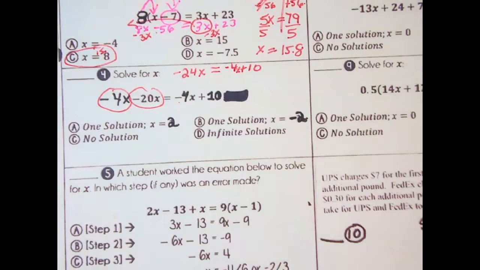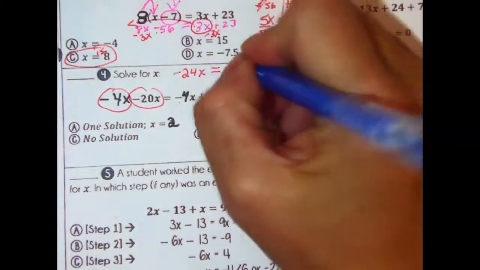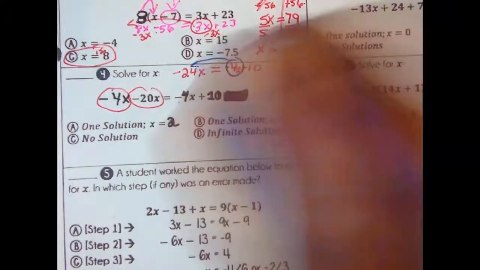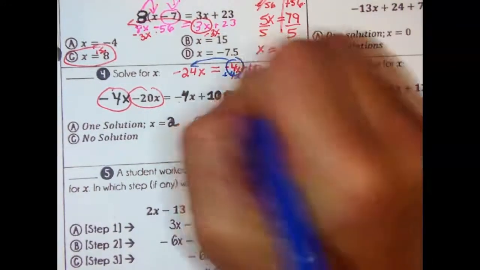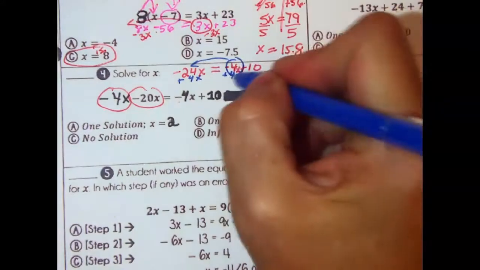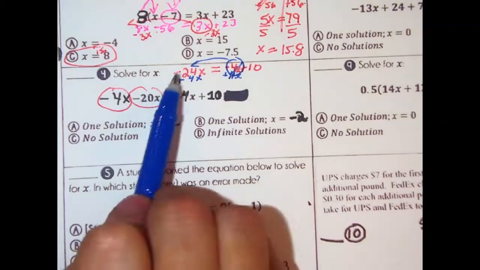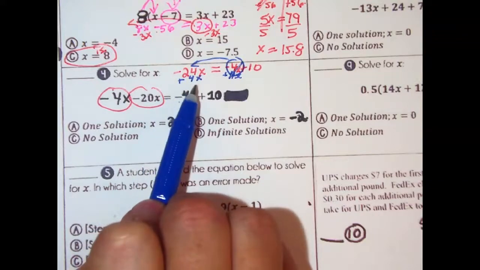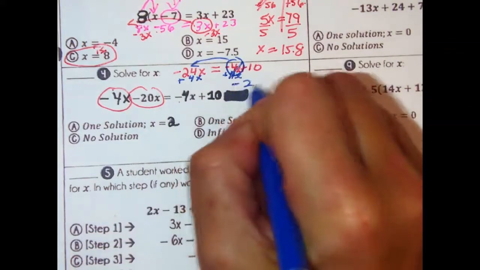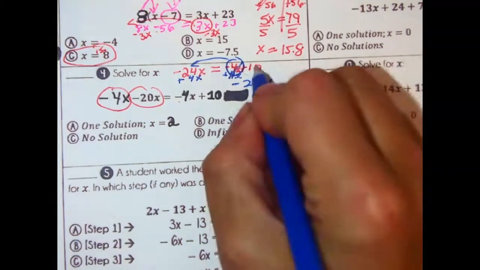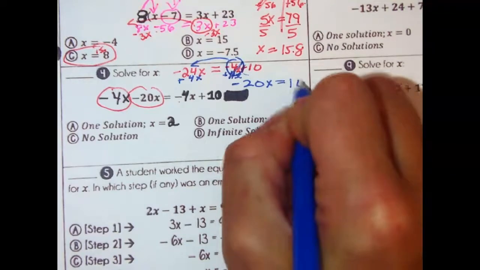I'm going to bring my variable over to the other side by adding or subtracting, which means I take this variable here, this negative 4x, and I do the opposite to get it over here. So it becomes plus 4x. What happens is they cancel on this side, and you have to be careful. Negative 24 plus 4 would give me negative 20x. And then I'm still left over here with the equal sign, that equals 10.